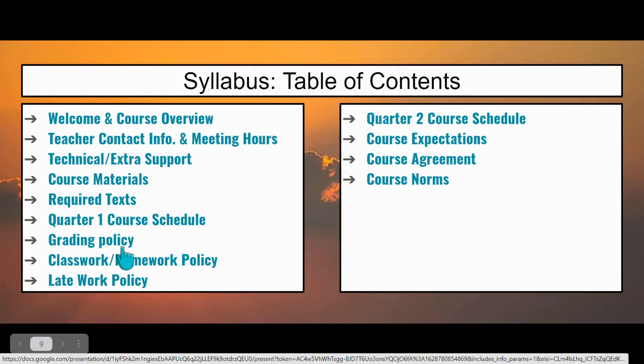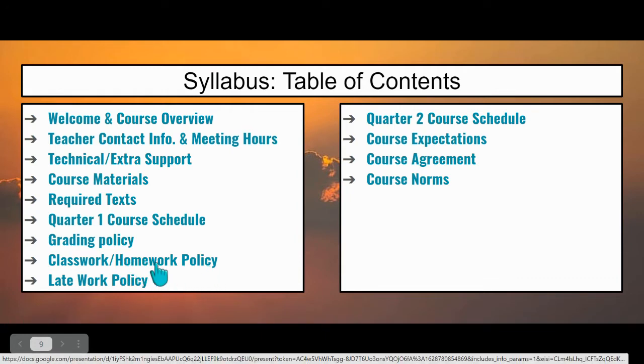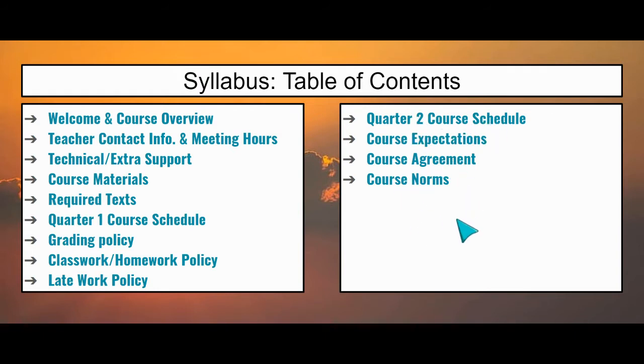We have our grading policy. You definitely want to click on that. We'll also go over that in this presentation. We have our classwork and our homework policy. I should change this word homework to independent work because I don't plan on giving you really any homework. We have our late work policy, which I want everyone to take seriously. We'll go over that. We have our quarter two course schedule, course expectations, course agreement, and course norms.